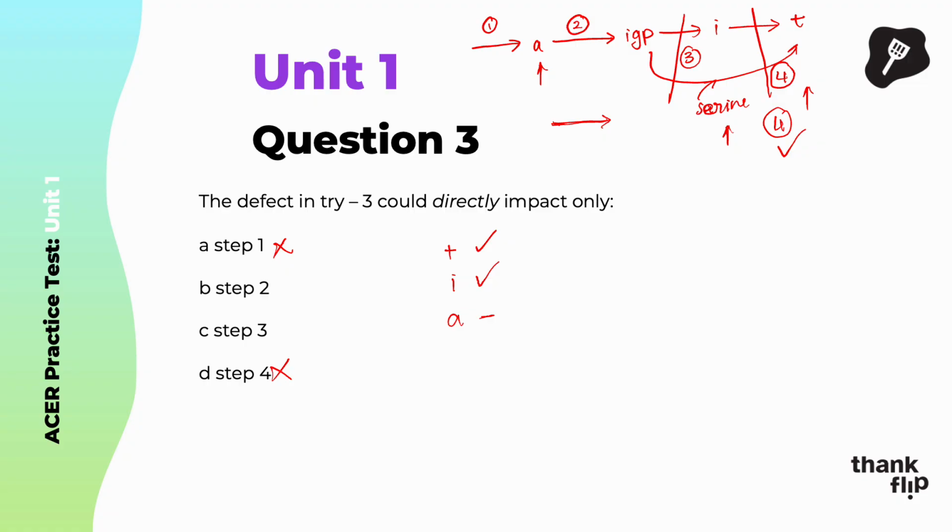Then we have IgP, and it cannot grow when given only IgP as well. So when you give it only IgP, it cannot be converted into I, or I cannot be converted to T. So that's downstream of IgP. Now we already know that when supplemented with I, it can be converted to T. So step 4 is working, and the only step here that can be affected is step 3. And so step 3 is your answer.